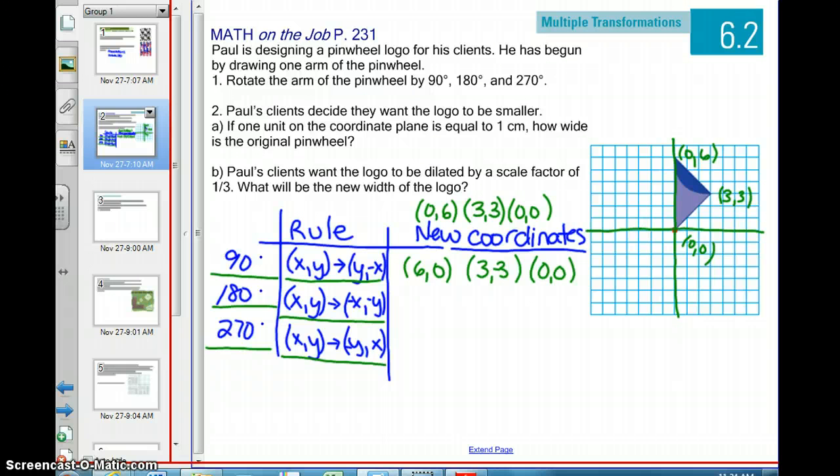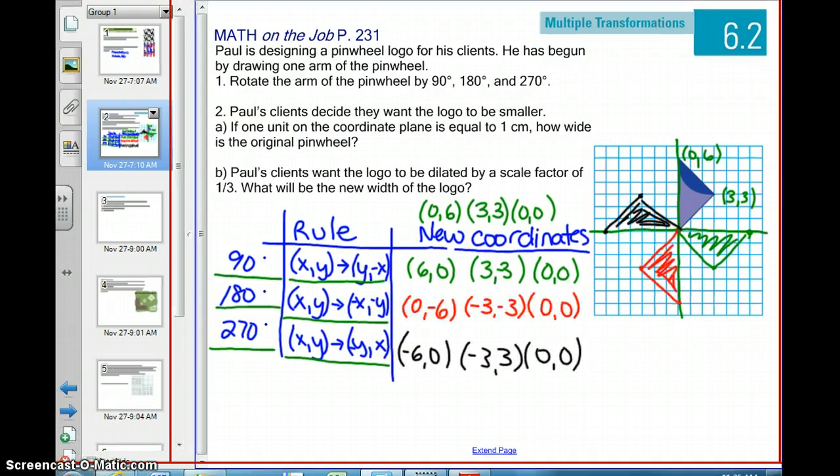So then what you could do is on your 90, we can plot these new points for your 90-degree rotation. So now we have 6 and 0, which is right there, 3 and negative 3, and 0 and 0. So your new arm of your pinwheel would be right here. That's your 90-degree one. Try the other two on your own. So check your answers on the board and it should look just like this.